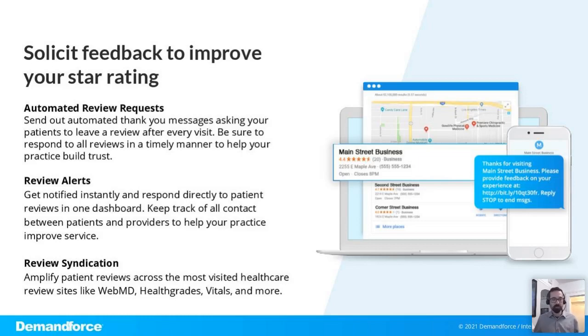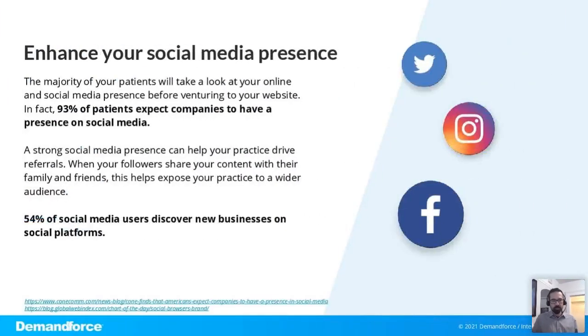Review alerts. You want to know what those messages are, so we'll let you know. Are you getting good reviews? Are you getting bad reviews? Do you need to respond to them? And then last but not least, review syndication. A lot of the times I might see 600 Google reviews, 4.8 stars, and then 2 one-star Yelp reviews. So making sure that it's consistent across all those.